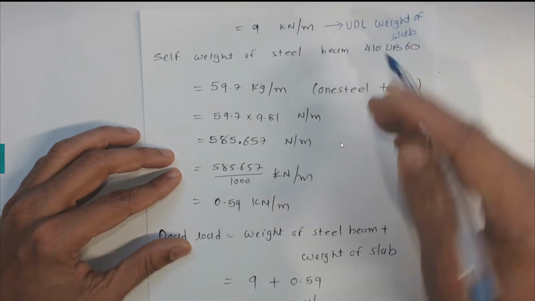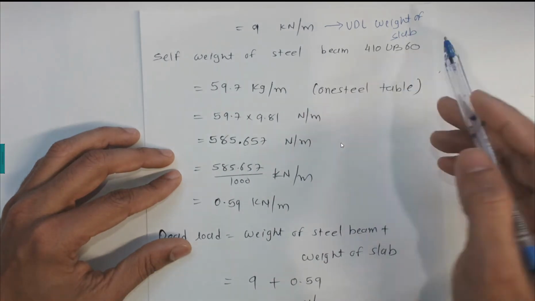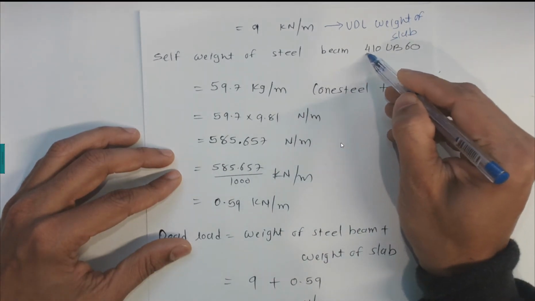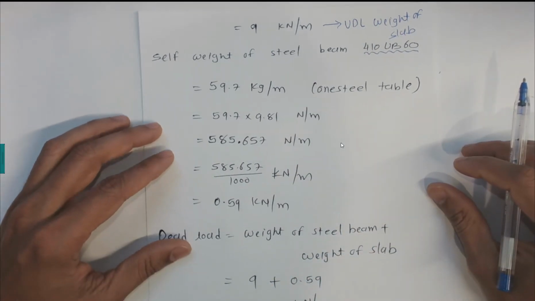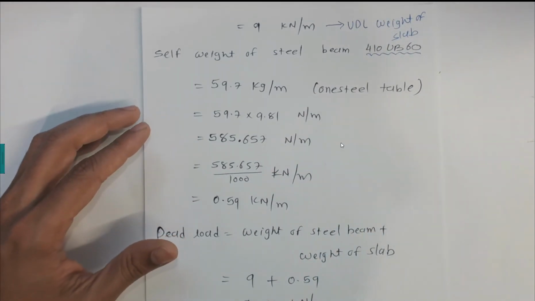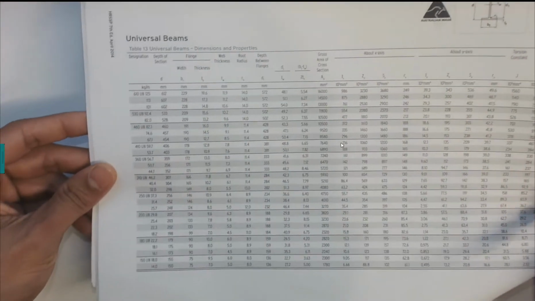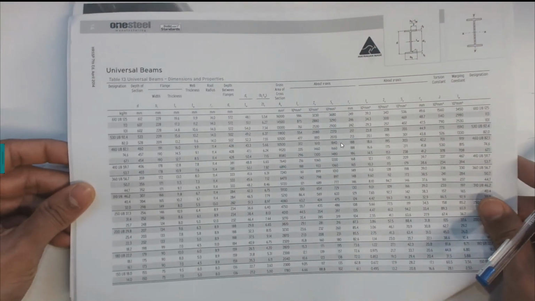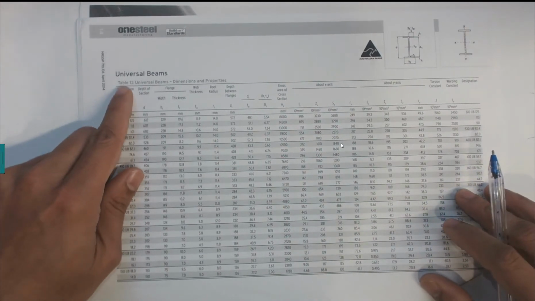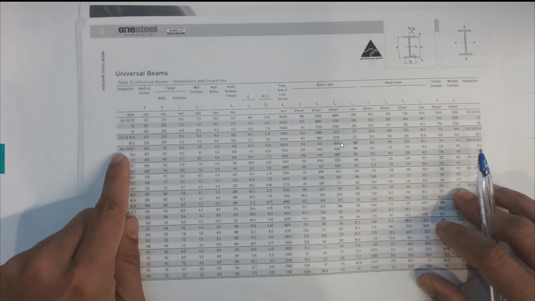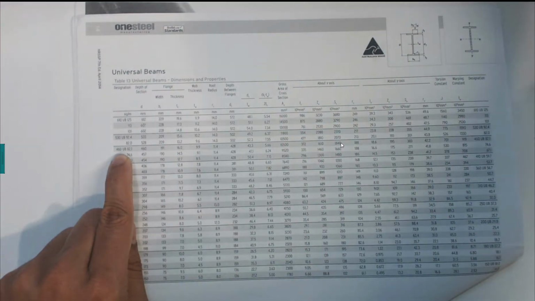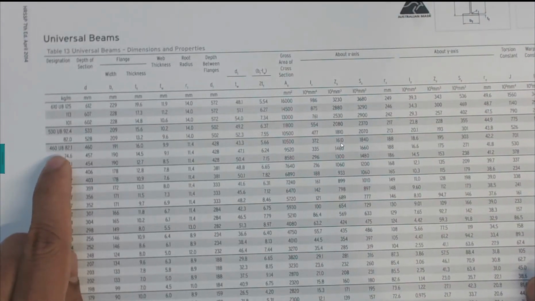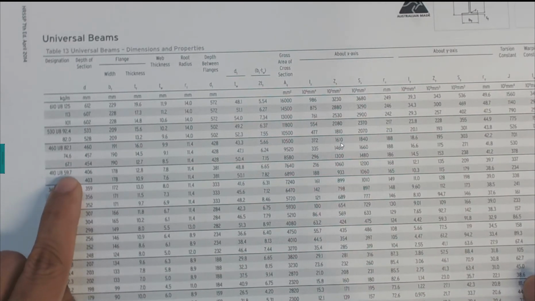Right, now the steel beam has to carry its own weight. This steel beam, the universal beam, is 410 UB 60. Now how do we find the UDL load? For this case we need to use the OneSteel table. The OneSteel tables are a catalog that we use in Australia for selecting the universal beam. For the universal beam, you can see, I can zoom, here we have 410 UB 59.7, which is the equivalent to 410/60.